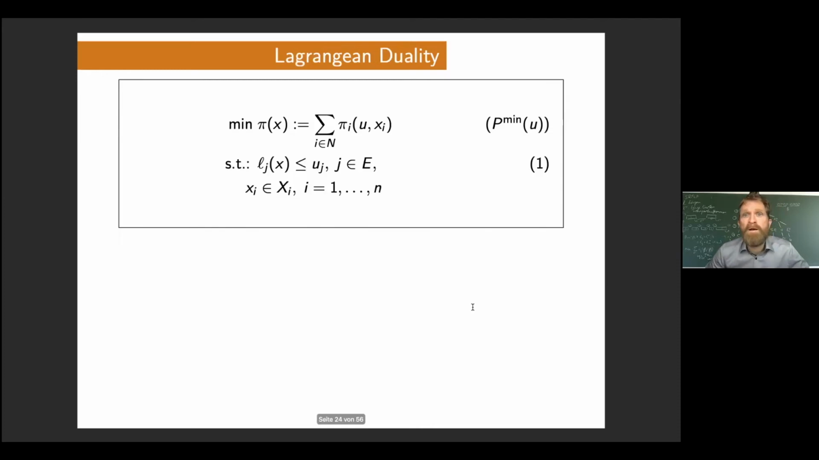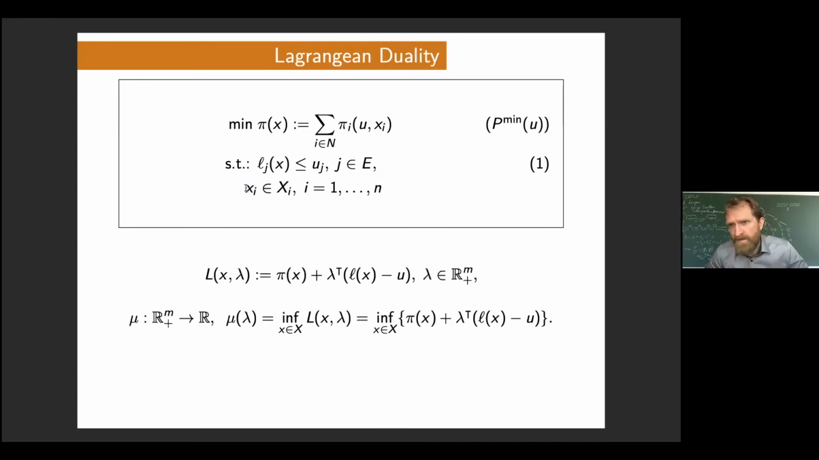Okay, now we come to the Lagrangian duality. I think that everybody knows. So we define this master problem. In the objective, I just sum up all players' cost functions. Suppose we stay now in the minimization setting, maximization goes analogously. We impose this capacity restriction of this vector U, and we just ask here for feasibility. This is the master problem.